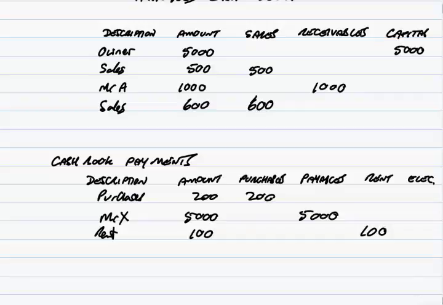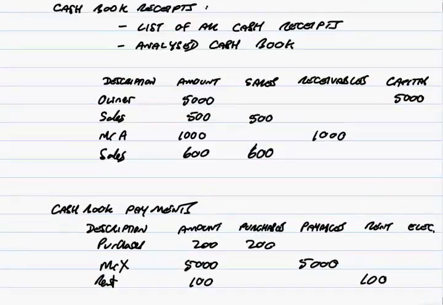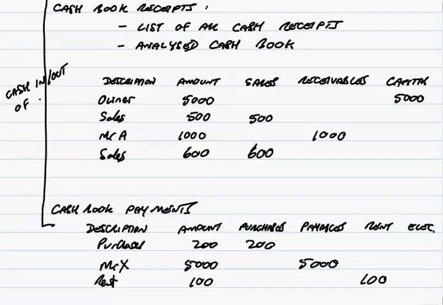Again, no debit, no credit. Simply a list, a record of every payment, analysed into columns for whatever the reason was. Now, in practice, you generally find that those two books simply record cash in and out of the bank, because for most businesses, most of their money's in the bank. So cash book receipts would be cash into the bank, payments cash out of the bank.